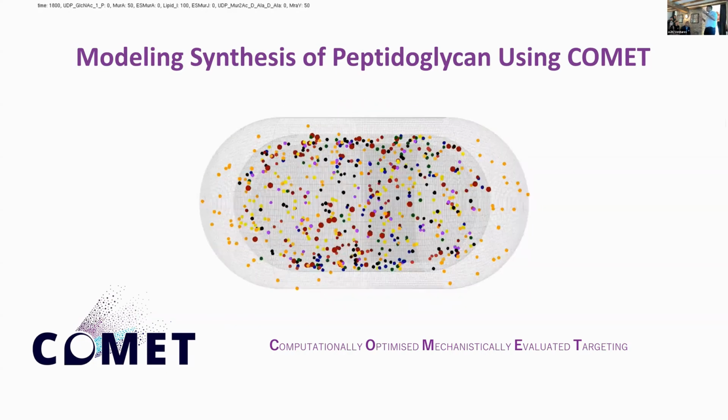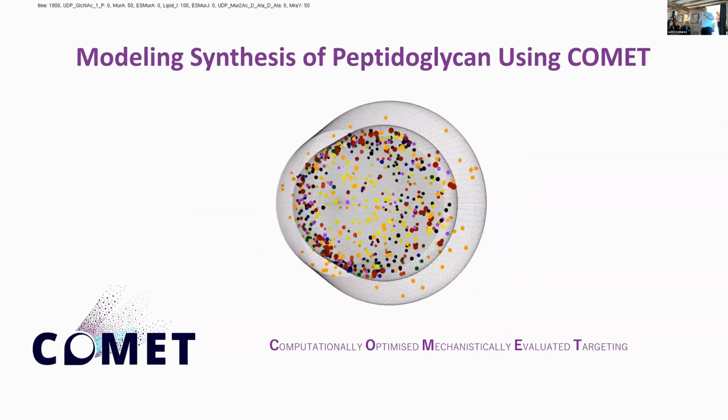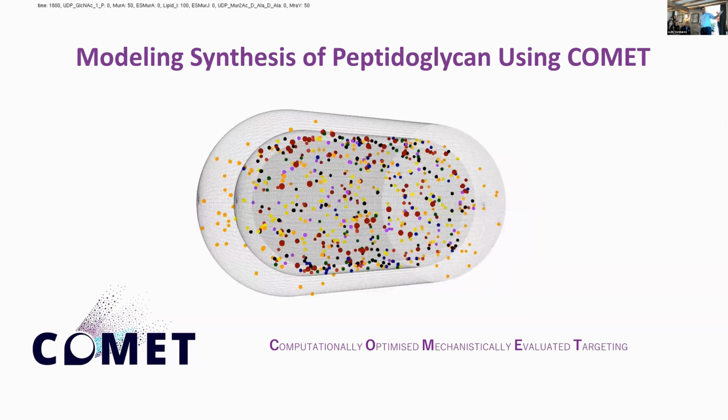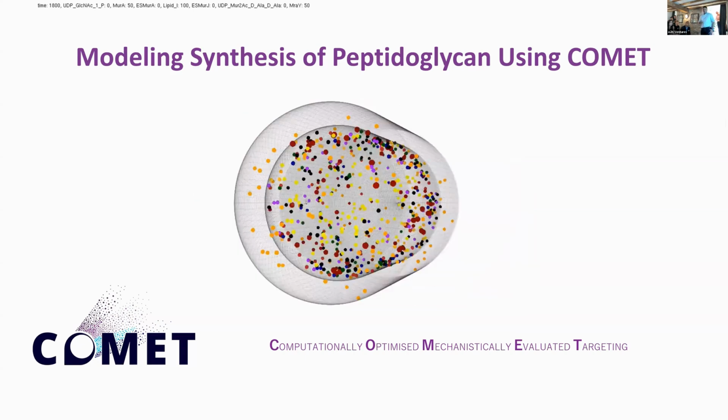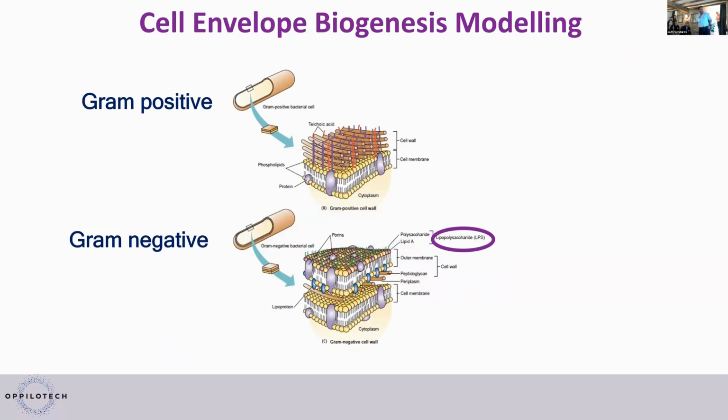So you can imagine what we can do with this model. We can push down different parts of the network and see what impact it has, in this case on peptidoglycan biosynthesis, and test in the wet lab as well. Next slide.